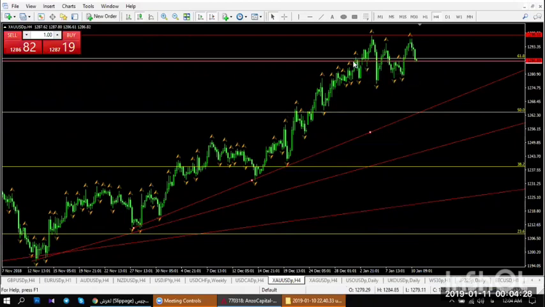So the shadow pivots and the body pivots. So is this a swing low? Can we consider it as a swing low? Yes, this is your swing low.